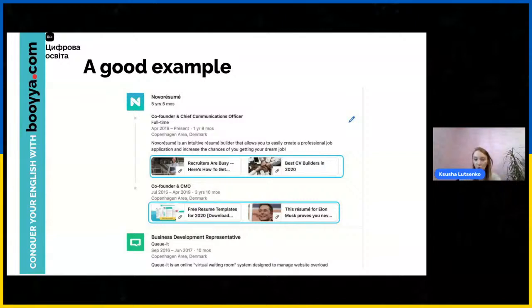Great example, short, simple, everything is included: the position, full-time or part-time, year and month, place where this company was located, and some visuals. Perfect experience section.